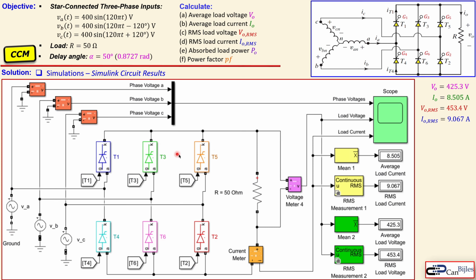See here again the thyristors and the 3 phase voltages in star connected configuration. Let's go one by one. The average load voltage here, which is then displayed here, is 425.3, which is also what we have. The average load current is 8.505 amps, also what we have. The RMS load voltage is 453.4, also what we see here, and the final one is RMS load current, which is then 9.067. So also what we have here, so that's all perfect.